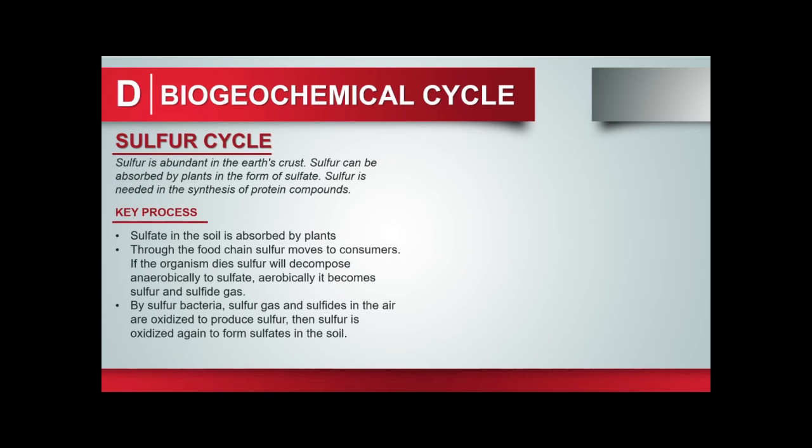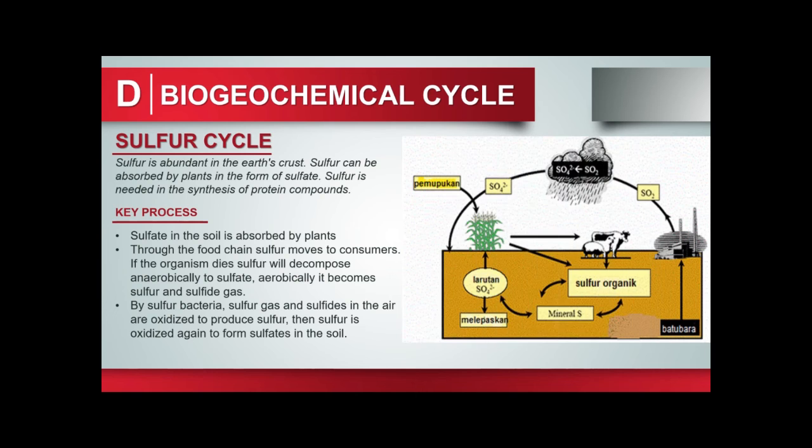Sulfate in the soil is absorbed by plants. Then, through the food chain, sulfur moves to the consumer. Then, by sulfur bacteria, sulfur gas and sulfides in the air are oxidized to produce sulfur. Then the sulfur is oxidized again to form sulfates in the soil.